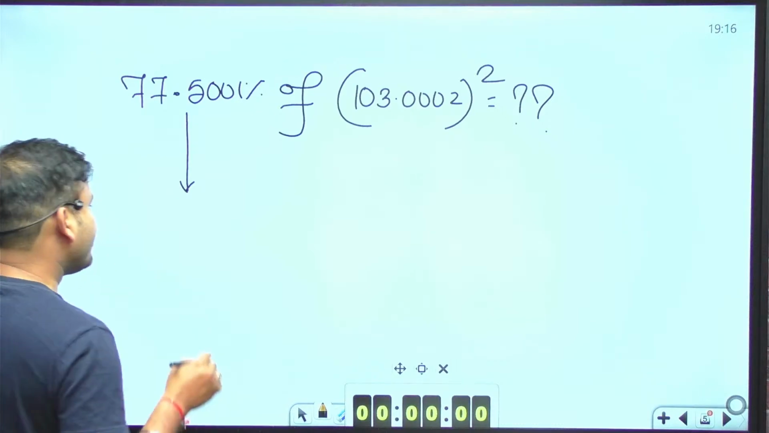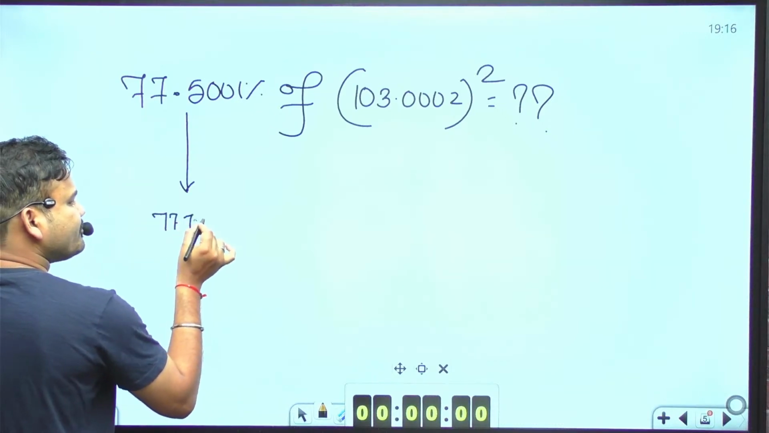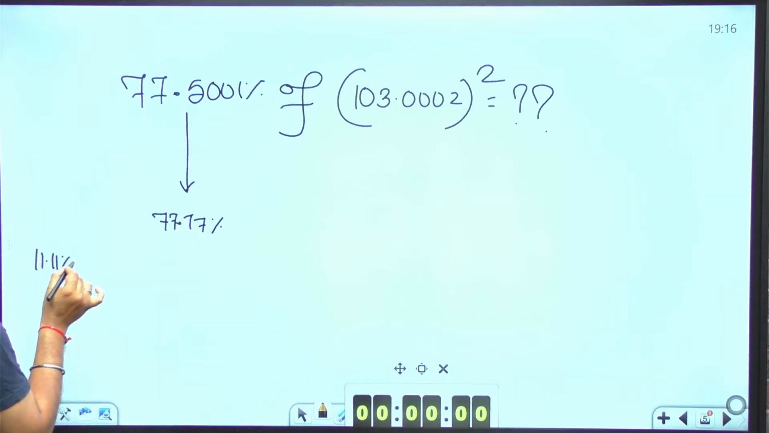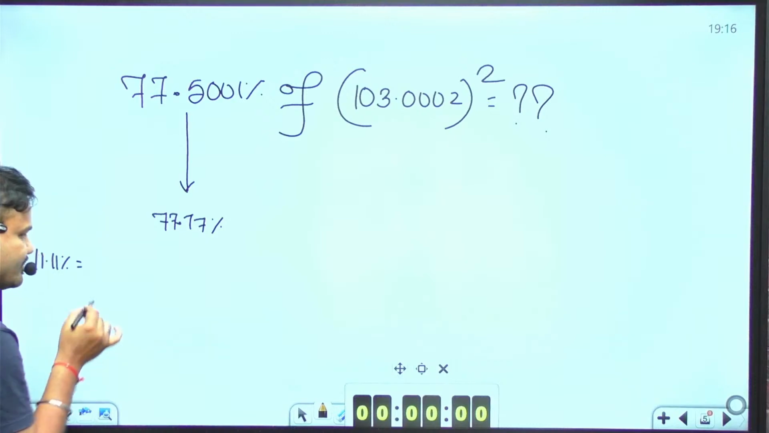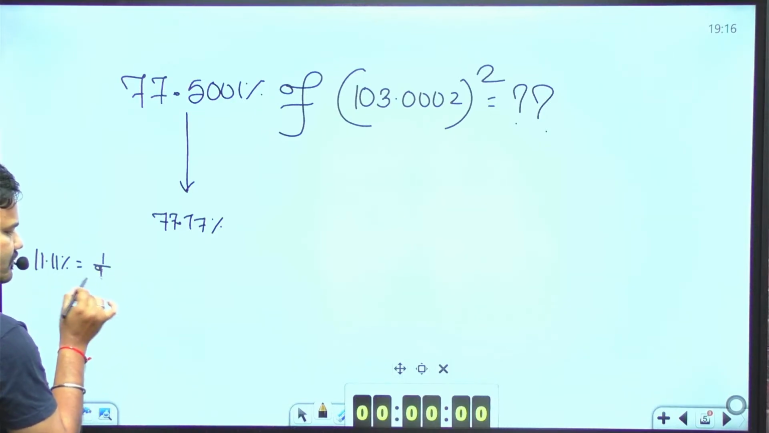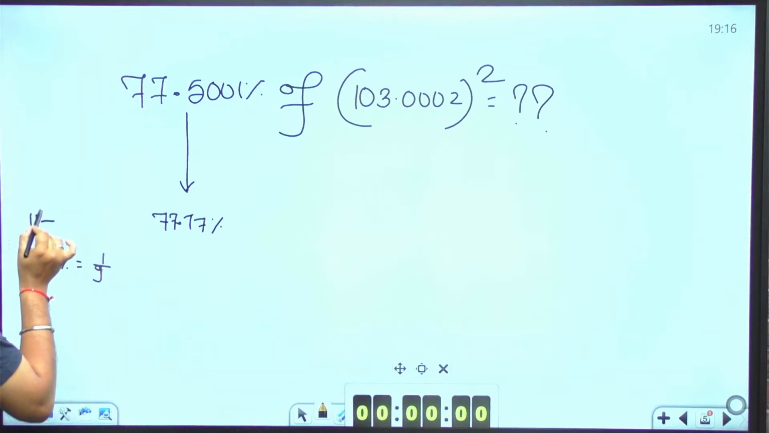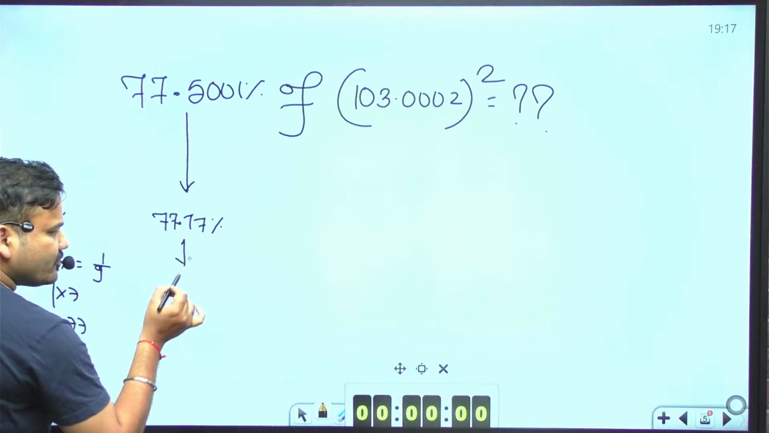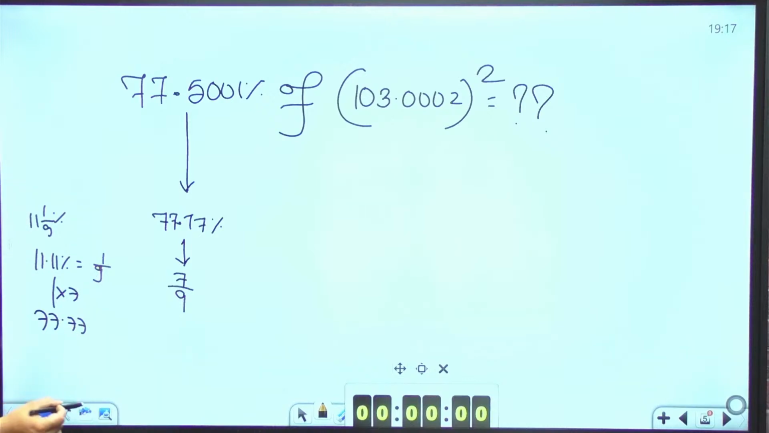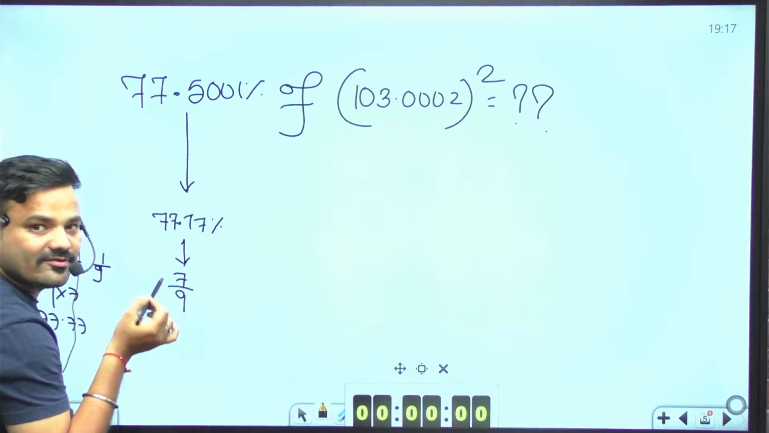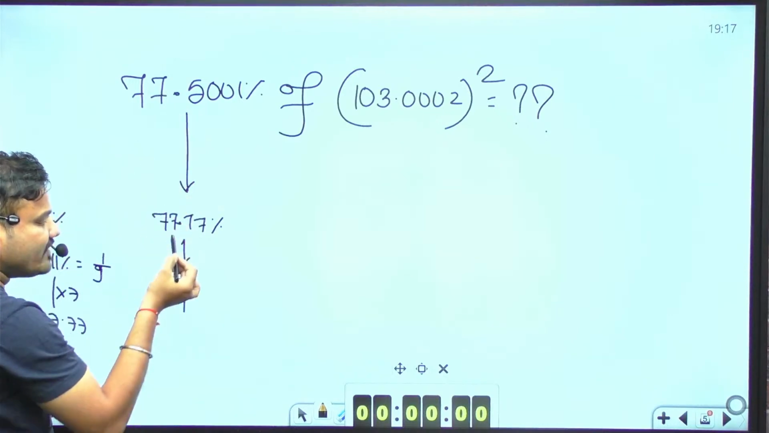So let's say I am considering this as 77.77%. Now 11.11% is 11 1/9%, which is 1 by 9. Clear? So 11.11% can be written as 1 by 9. If you make it 7 times, it will be 77.77%. So this particular value has to be 7 by 9. This value is close enough to 77.77%, so I am writing this fraction value as 7 by 9.